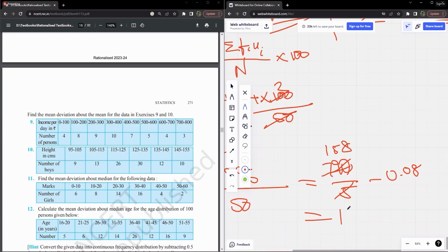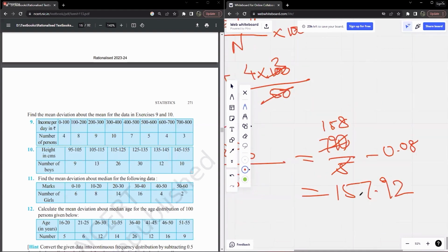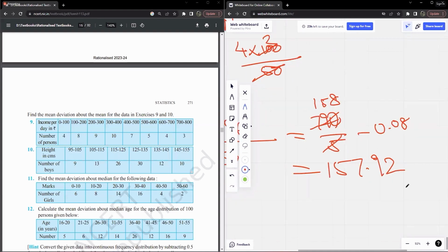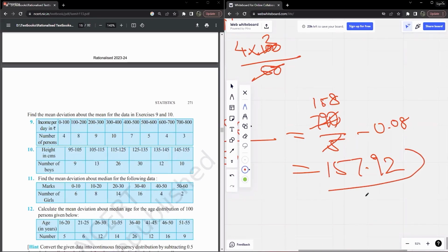158, right? So it's 157.92. That's the answer. $157.92. Right.